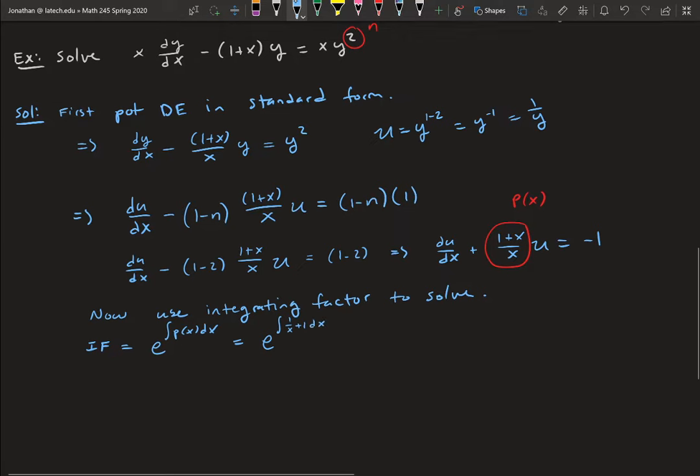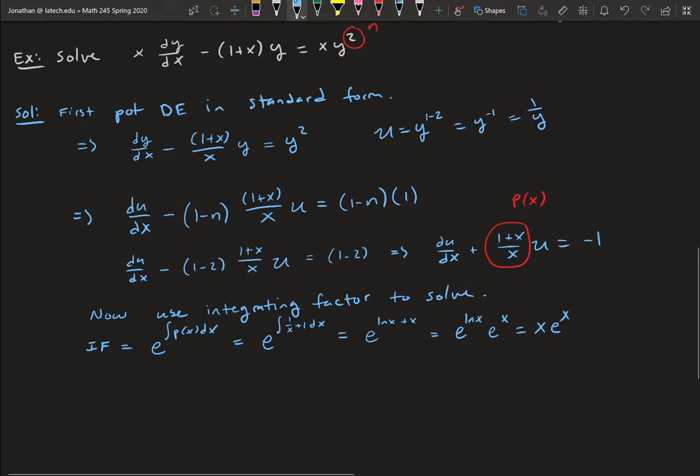Just doing a little algebra before we integrate. So it's going to be e to the natural log x plus x, which is going to be x e to the x. Well, let me not skip that step. That's going to be e to the natural log x times e to the x, which is x e to the x. So that's our integrating factor.